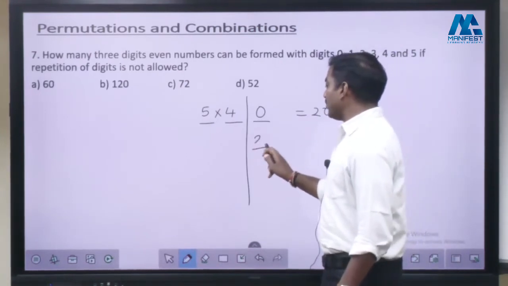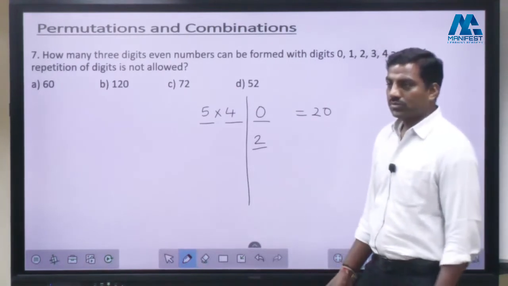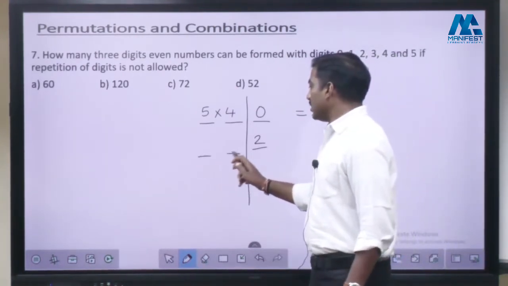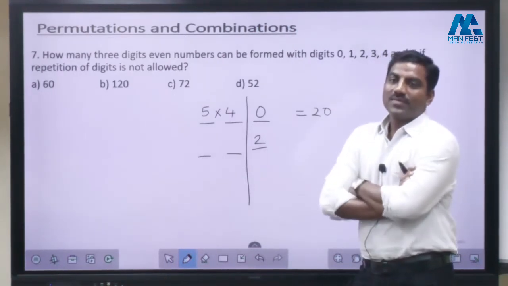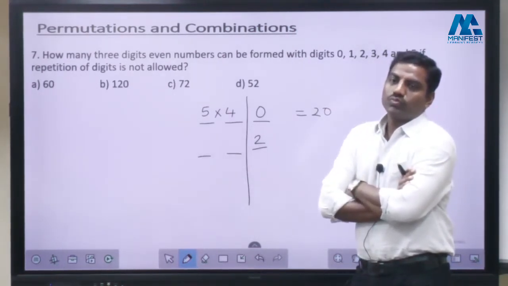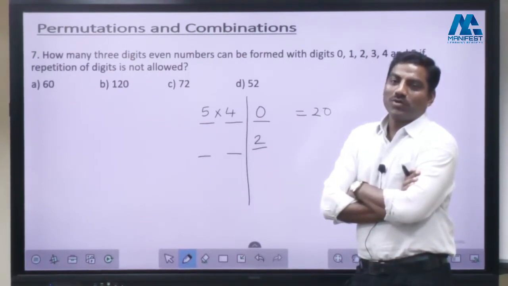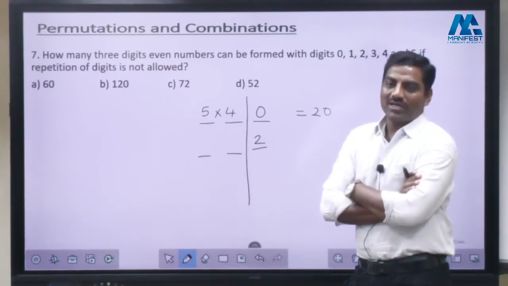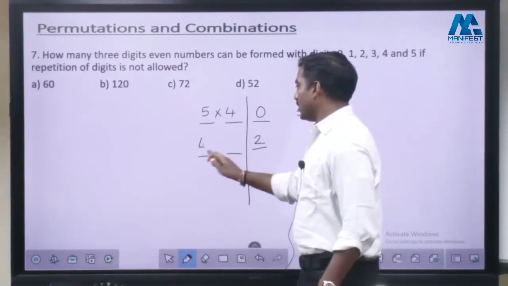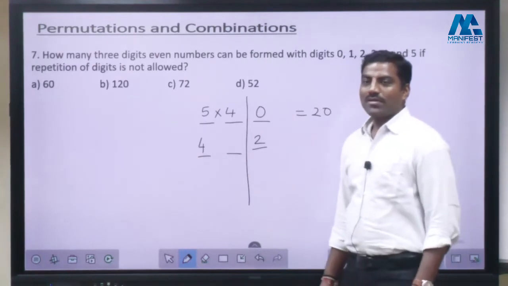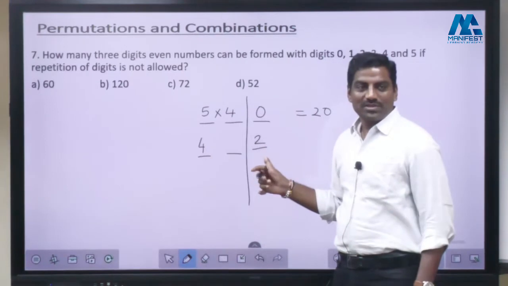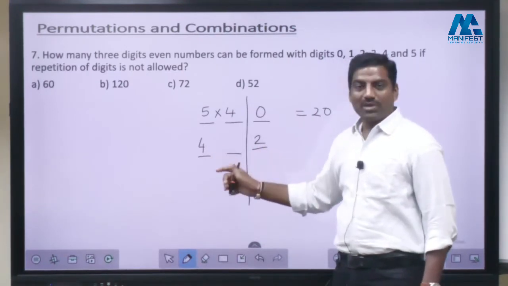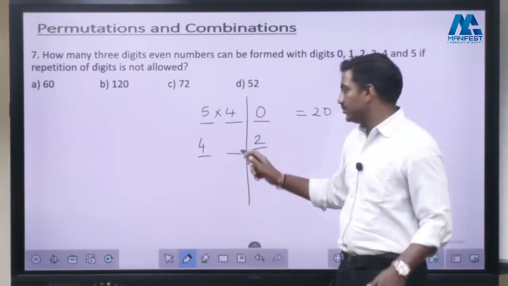Now I'll take the last number as 2. So how many ways can I fill the first number? Last number is 2. 4 or 5. I cannot fill 0, no? 0 can't be filled and 2 can't be filled. So 4 here. Here one number is consumed. Here one number is consumed. 2 is already consumed here. Here one more number is consumed. And we can consider 0 also.